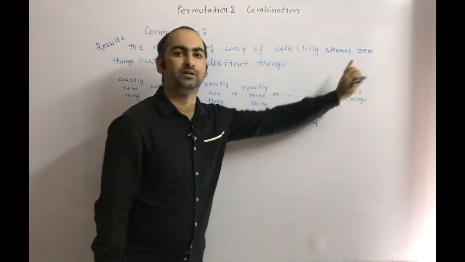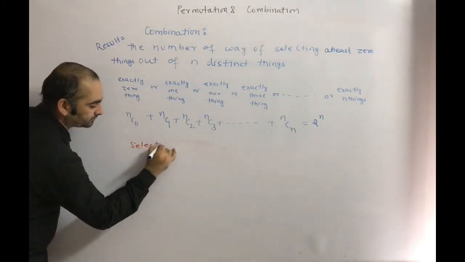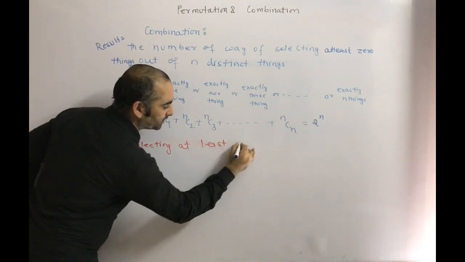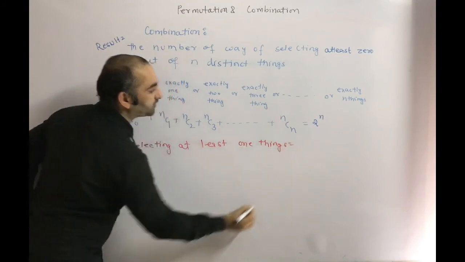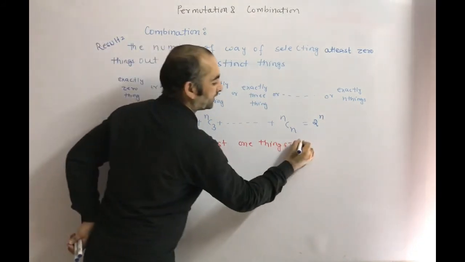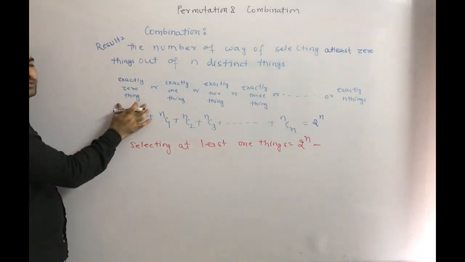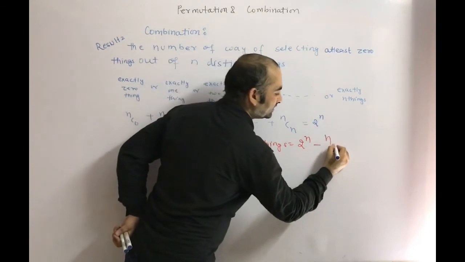Suppose in this problem, instead of selecting at least 0 things, I have selecting at least 1 thing. Then what you will do? Total ways is 2 power n. From here you have to subtract selecting exactly 0 things. Selecting exactly 0 things is nC0. So we have to subtract nC0.